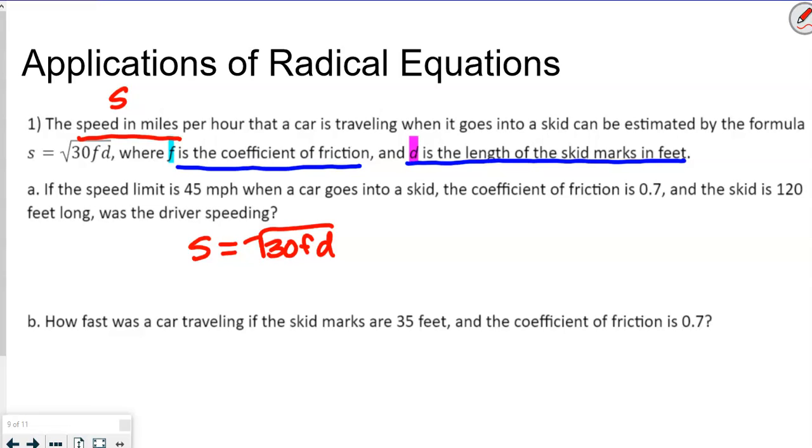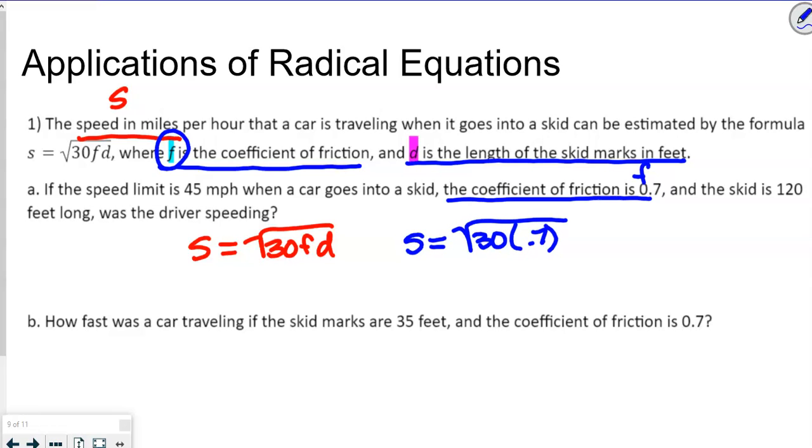So the coefficient of friction. It says if the speed limit is 45 miles per hour when a car goes into a skid, the coefficient of friction, that was our F. Y'all see that right there? So this is our F right there. So that's going to be S is equal to 30 times 0.7. And then it also says the skid is 120 feet long. Okay, so D is the skid mark, right? So that is D right there, okay?